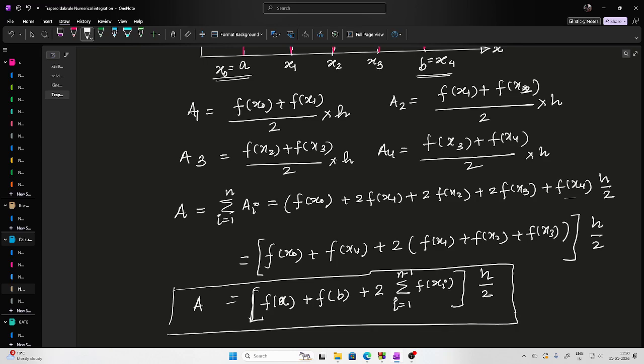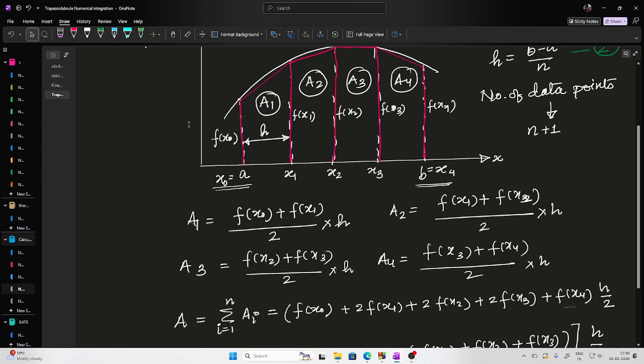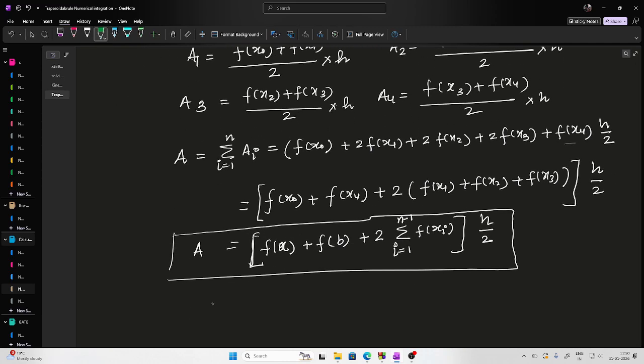Okay, so what should we do? We should first declare in the program how many trapezoids there are. Then, based on that, we will be evaluating. This will be our first step. Then we will define the limits a and b and then evaluate the spacing between the trapezoids. Then we will create an array for x, and that x should have n plus 1 elements. Okay, now once that has been done, we will create a variable, let's say sum s, and assign it f(a) plus f(b).